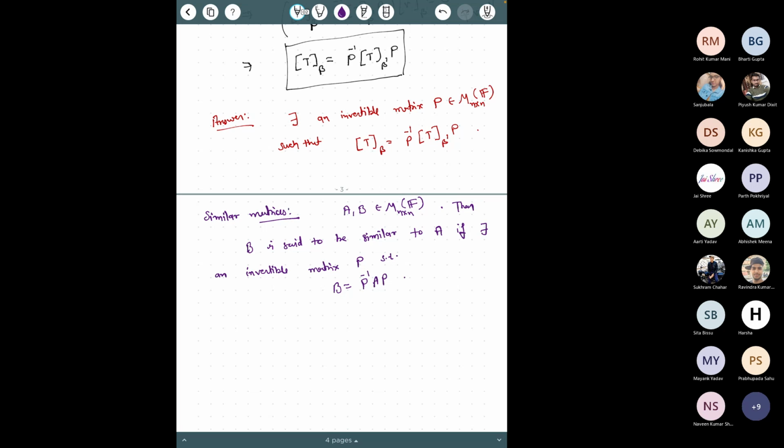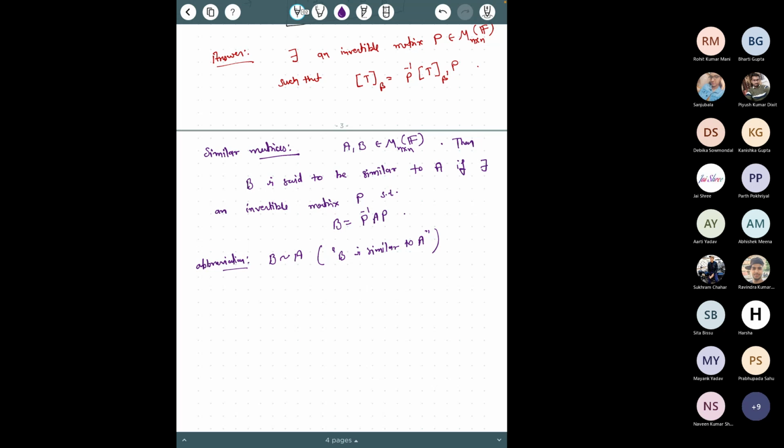And for this we sometimes use this notation, this abbreviation. So this means B is similar to A. Let me write this. This is the abbreviation we use. That means B is similar to A.